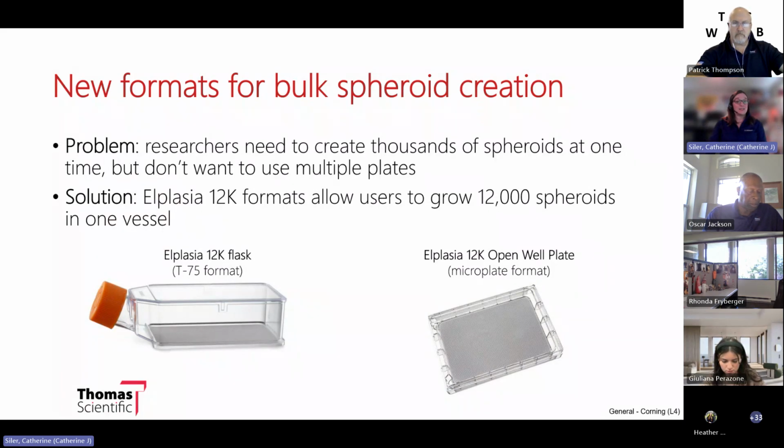So we have this flask format, like a T75 culture flask format, but with that microcavity surface on the bottom that lets us grow those 12,000 spheroids in one environment.